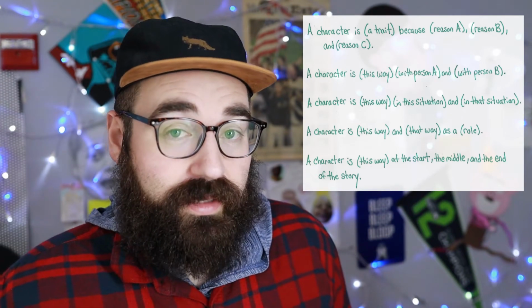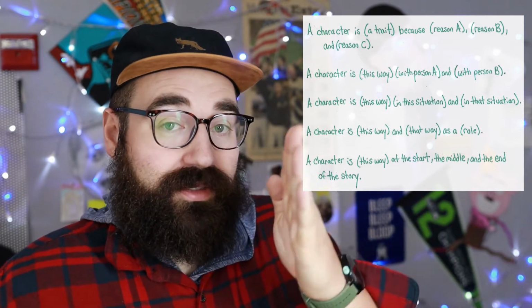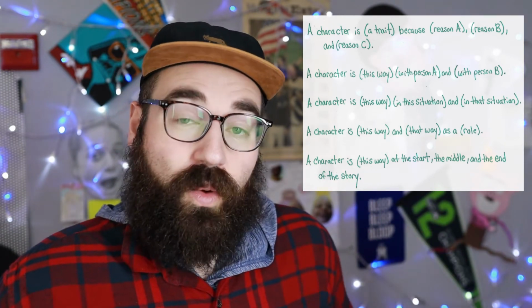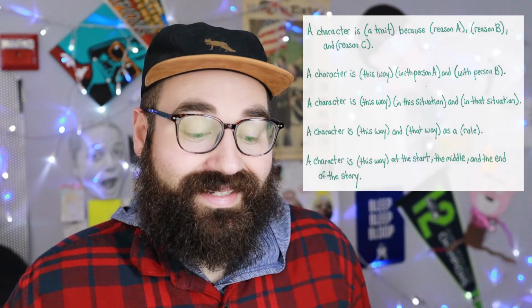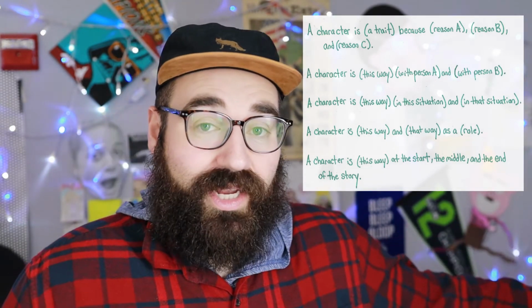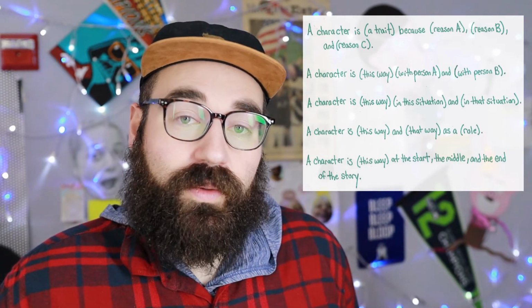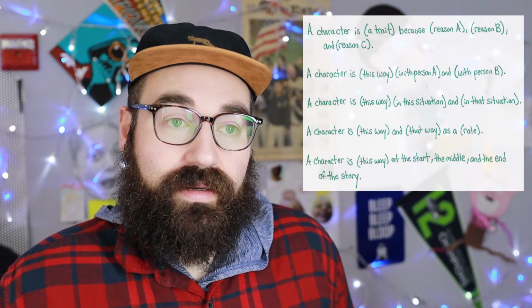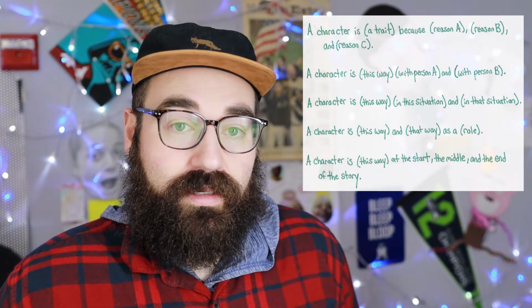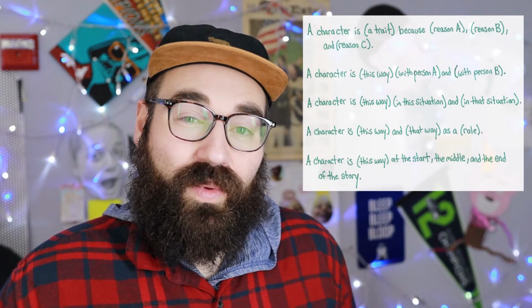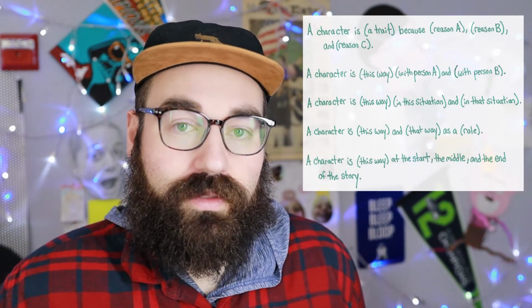However, here are some other possibilities. A character is this certain way when they're with person A and person B. Or a character is this way in this situation and that situation. I could imagine if you were working with a short story, our main character in there could be considered to act one way in different situations. Although I think that there's a lot to work with in that story too.